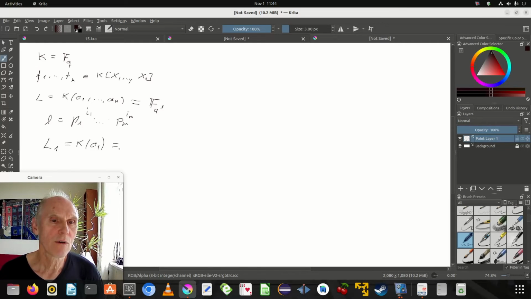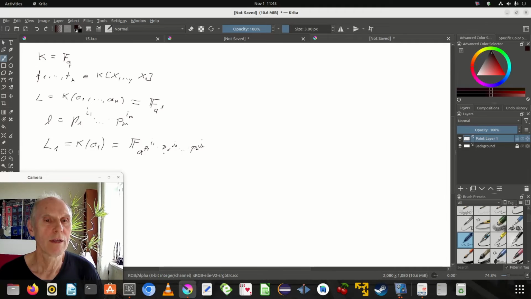That's a finite field, and that means that it is FQ, that was P1 to I1 times P2 to some power, which is smaller than or equal to I2, etc. PM to JM. So they are all smaller or equal. So if we go to the first, that is smaller. Let's say that J2 is smaller than I2.